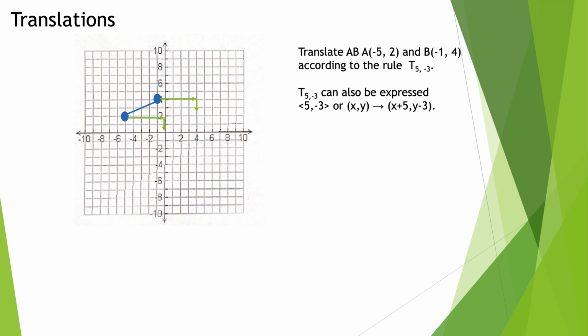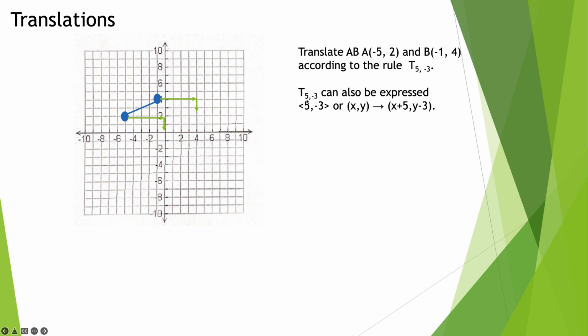So if I want to translate AB, which is the blue segment, A is -5,2 and B is -1,4. If I want to translate that according to the rule T5 -3, that means move 5 places to the right, because it's positive, down 3. And of course, I went down 2. So 5 to the right, down 3. I only went down 2. So sorry about that. When you see my picture drawn, I should have gone down 1 more spot in each case.